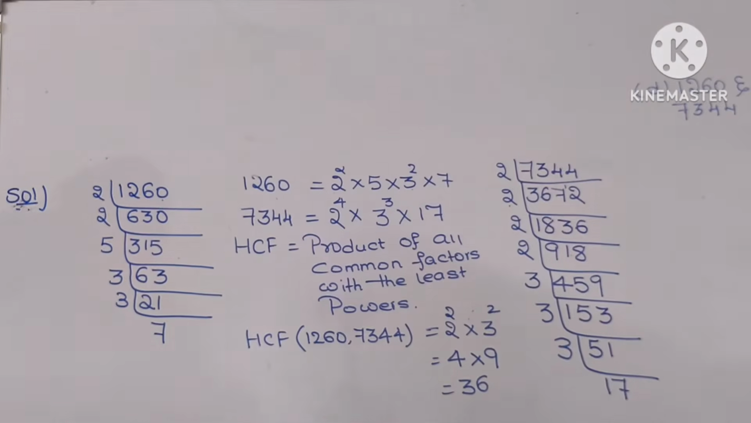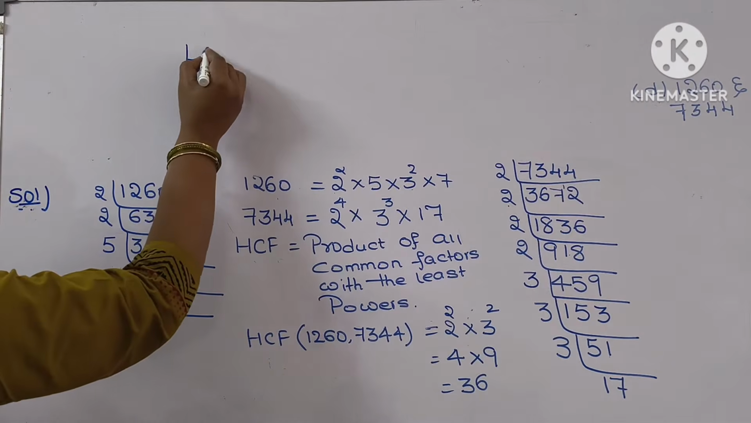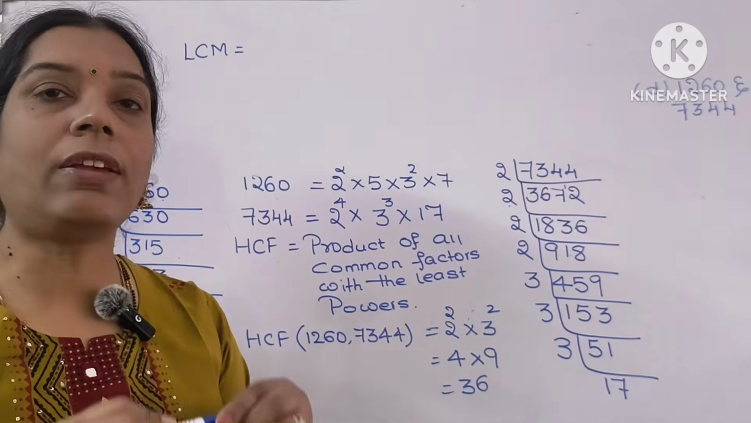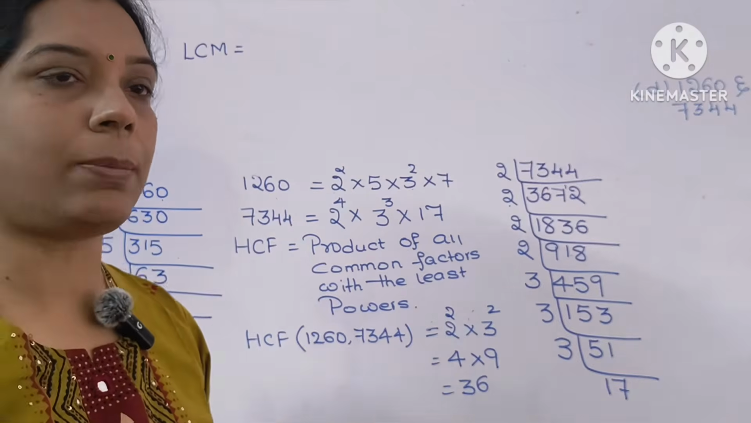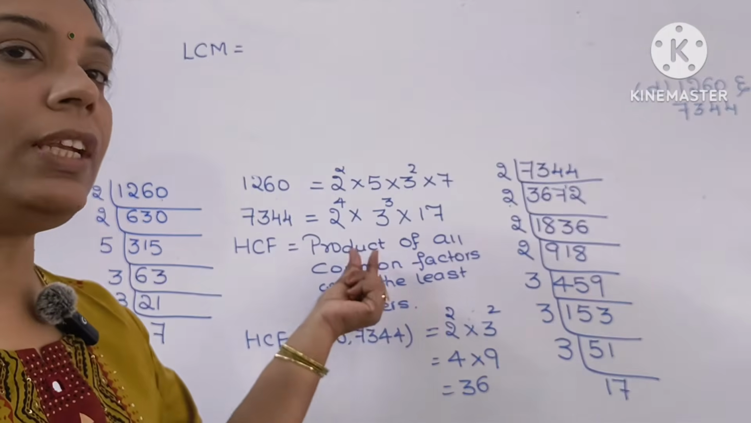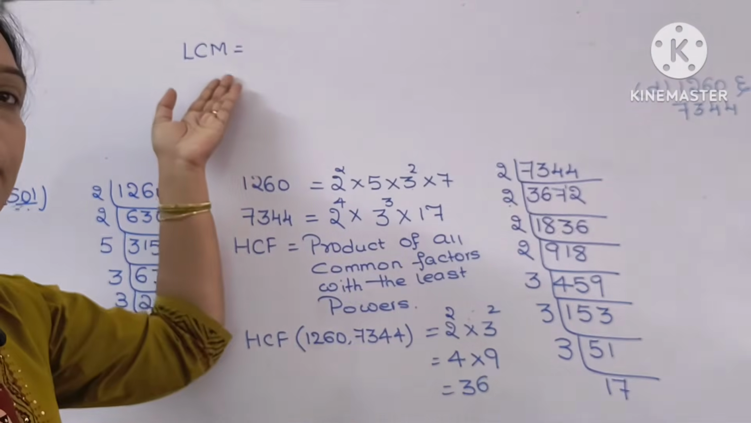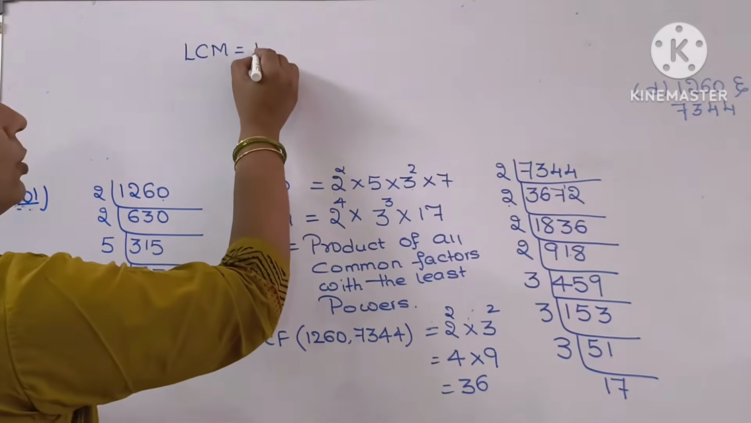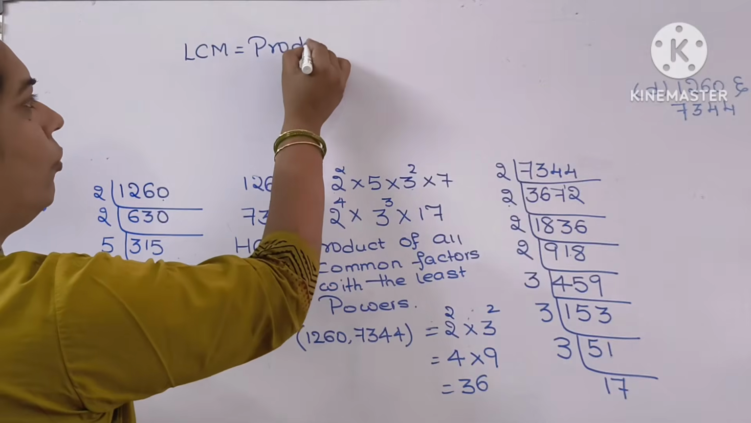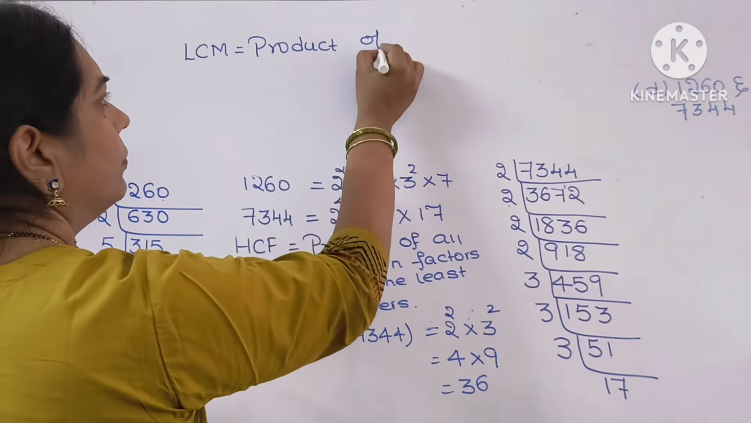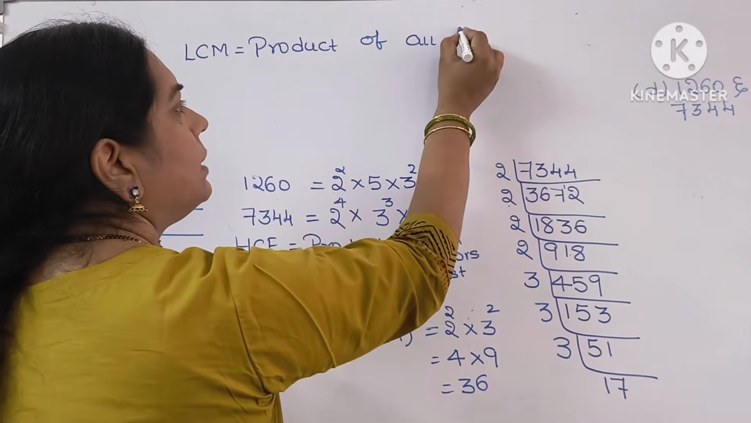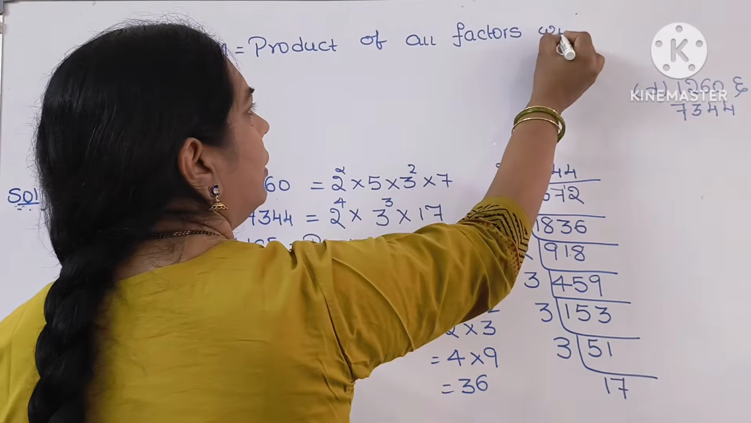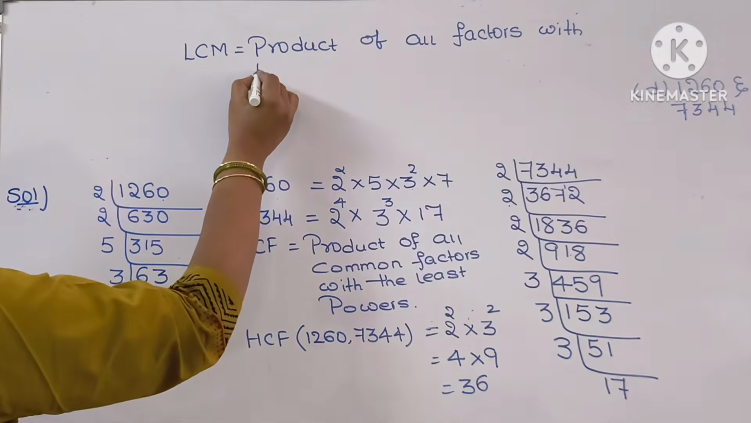Now we have to find the LCM. How do you find LCM? LCM is the product of all the factors but with the highest power. Here for HCF it is the common factors, but for LCM we have to take all the factors but with the highest power. So it is the product of all the factors with highest powers.